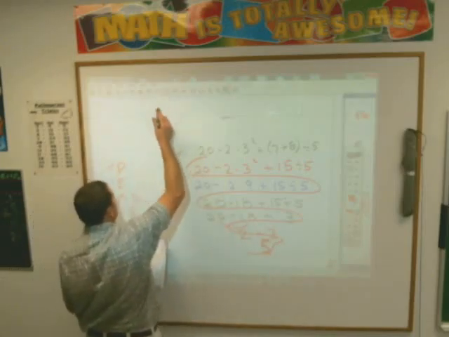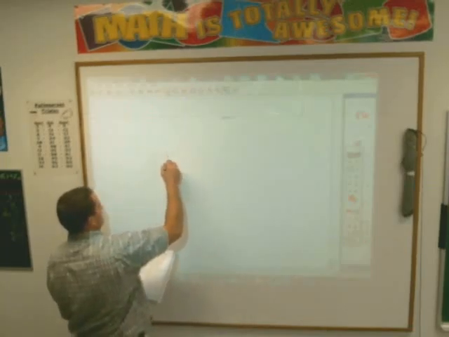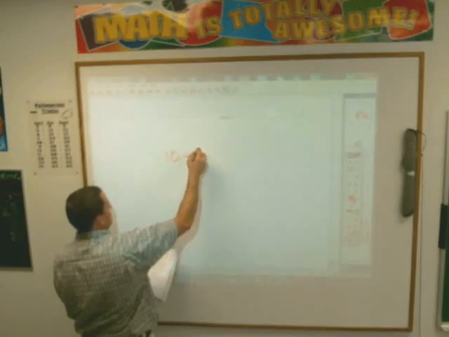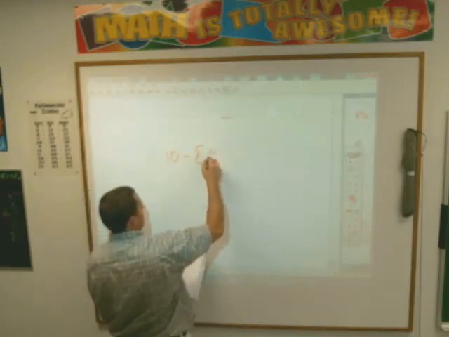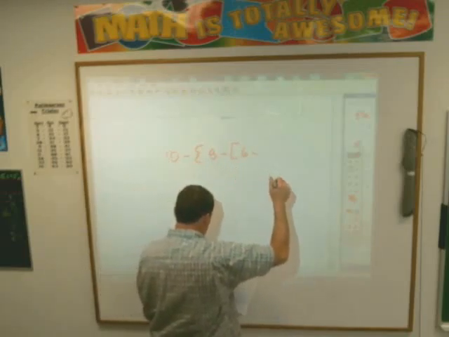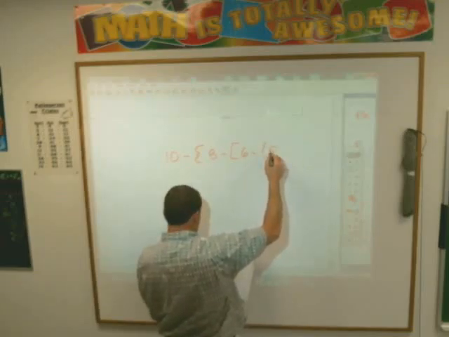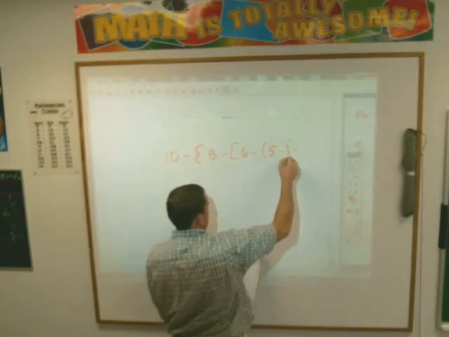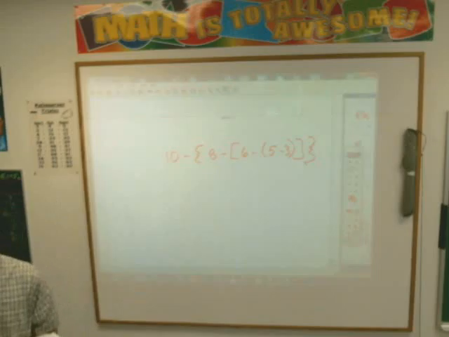So let's look at another one. How about this one? I like the creativity of the book here. 10 minus brace 8 minus bracket 6 minus parenthesis 5 minus 3. So now they're trying to get you to use, because a lot of times you have more than one grouping symbol.